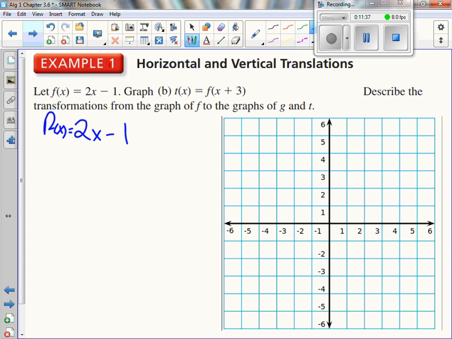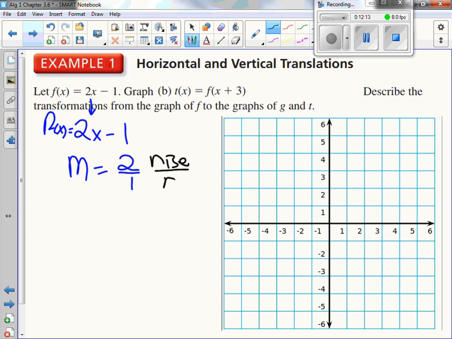F of x equals 2x minus 1. What is the slope for this here? 2, or we can say 2 over 1. The slope is always going to be in front of the x value when we have it in slope-intercept form, when it comes in the form of y equals mx plus b. M is the slope, b is the y-intercept. So our slope is 2 over 1. It's our rise over run.